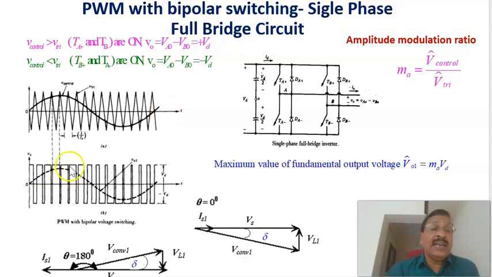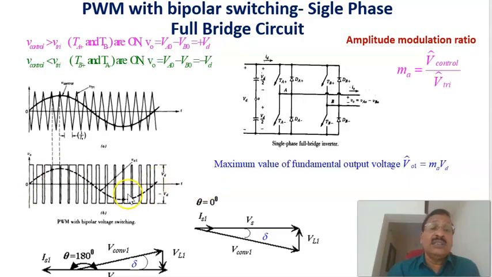Another one, the magnitude of the fundamental voltage is given by MA into VD, where MA, as I told you, is the ratio of the amplitude of the modulating signal to the amplitude of the triangular signal. Normally the magnitude of the triangular signal will be kept constant, and we'll be changing the amplitude of the modulating signal or reference signal. By changing this, we can change MA, and thereby change the magnitude of the fundamental voltage.